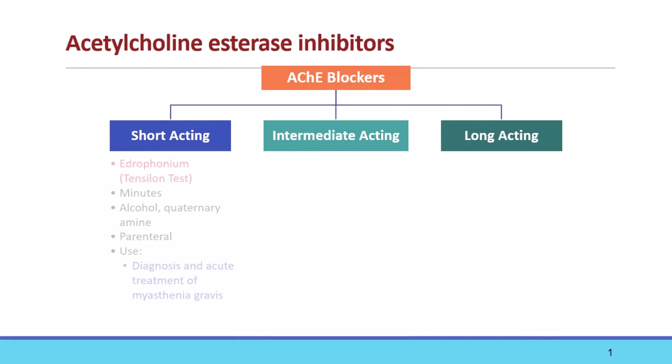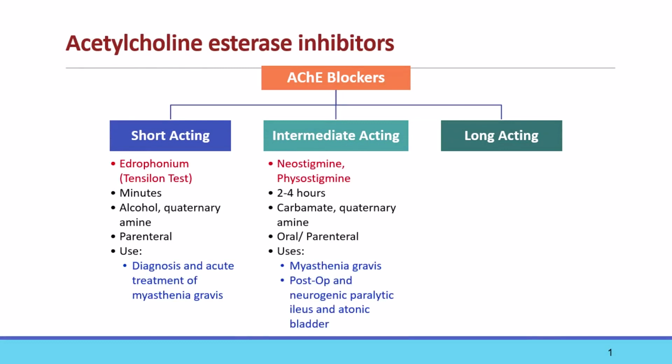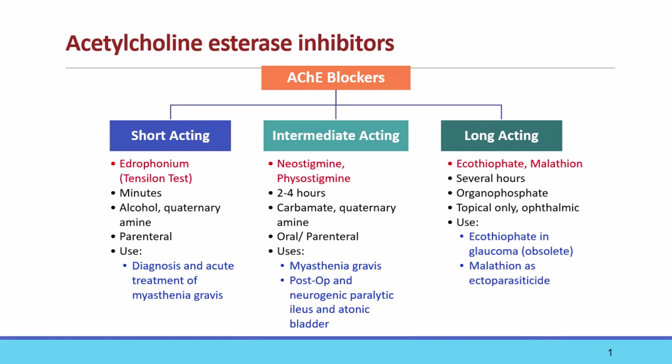Acetylcholinesterase inhibitors are categorized based on duration of action. Short-acting agents act briefly and are useful for diagnostic purposes. Intermediate agents are used therapeutically, and long-acting agents, particularly organophosphates, produce prolonged effects due to irreversible enzyme inhibition. This classification reflects how tightly and how long the drug interacts with the enzyme.